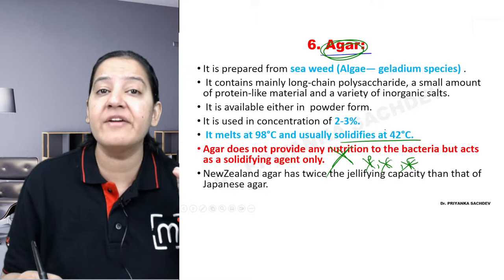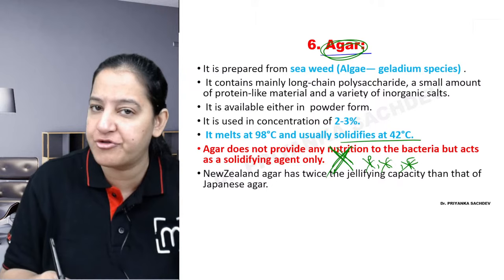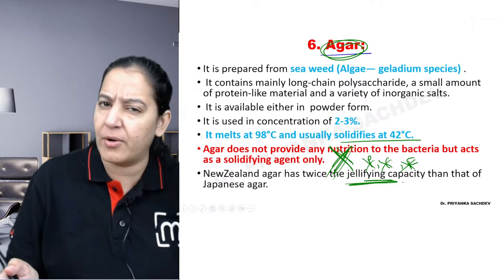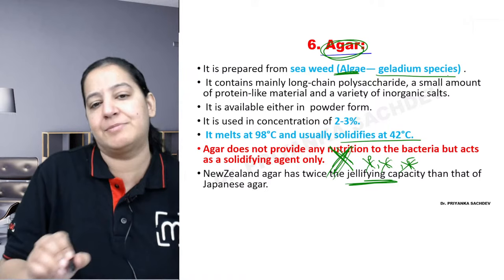Number one, it doesn't have any nutritive value. This is a very important MCQ. It is a jellifying agent. It will jellify the medium, so the medium will become semi-solid like jelly. What is it? It is obtained from an algae known as Gelidium species. And we are using 2% agar. It is also an MCQ.